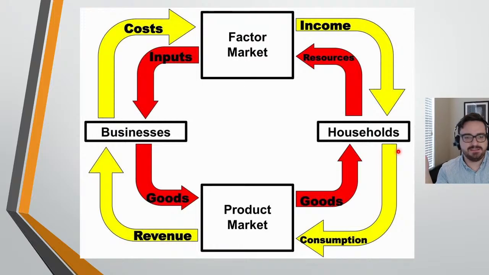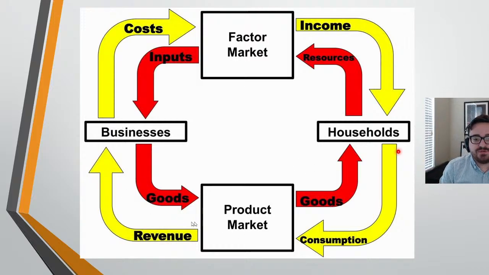That isn't crazy. I mean, what it's saying down in the bottom right is that households spend consumption, that's consumer spending. We spend money on goods. We put money into the product market. The product market gives us goods. You go to a place, you buy a thing. How do you do that? You give them money. They give you stuff. Not crazy.